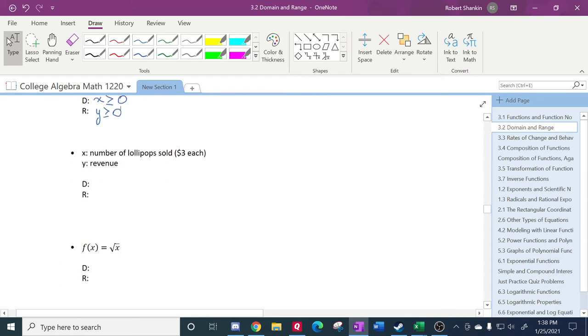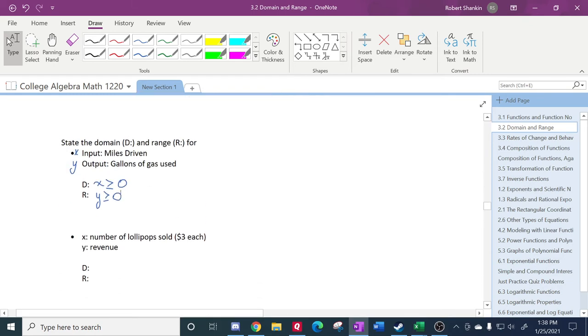Let's do another one. X, you have a company that just sells lollipops, and they cost $3 each. X is the number of lollipops sold, Y is the revenue. So, same directions. In your group, type domain, D colon, state what it is, R colon, what it is. But don't hit enter quite yet.